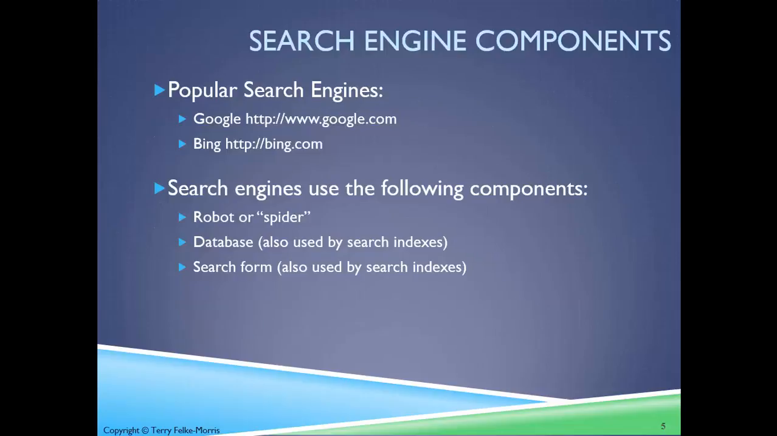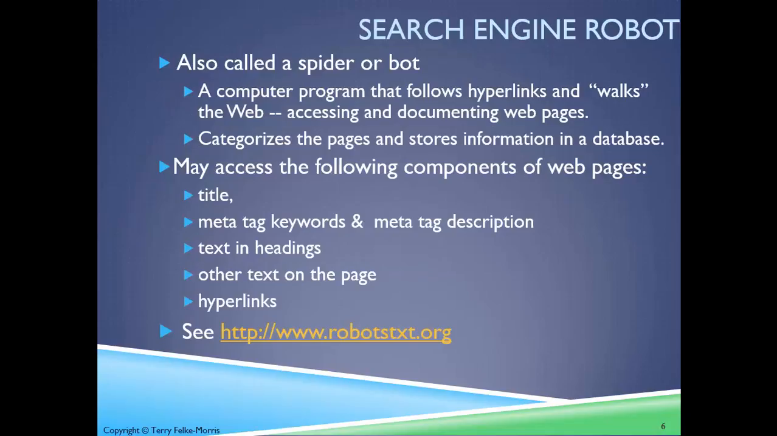All right, there's Google and there's Bing. Again, search engines use a robot or a spider, and they take that information and basically throw it into a database. Now, what's interesting about going through this stuff with this spider or bot, notice it's a computer program that follows hyperlinks and walks your website. It accesses and documents your pages. It categorizes the pages and stores that information in their own database. So it can look at all these different things that are shown here.